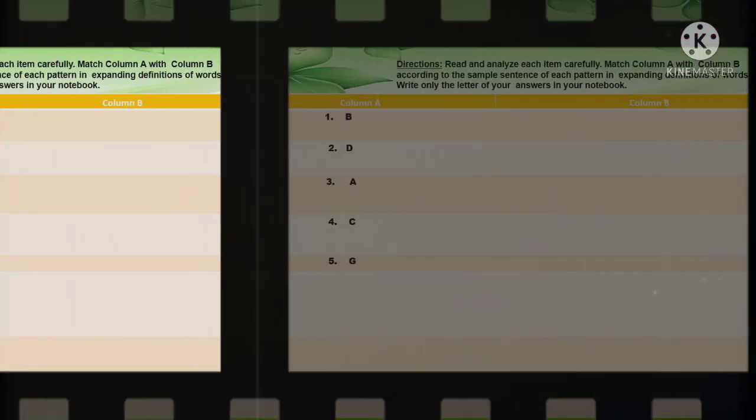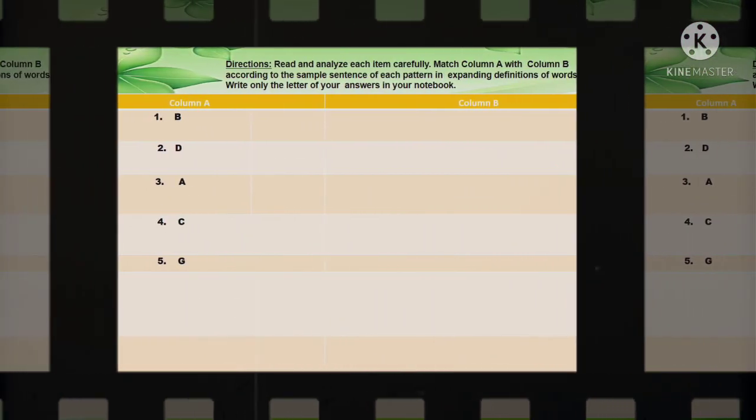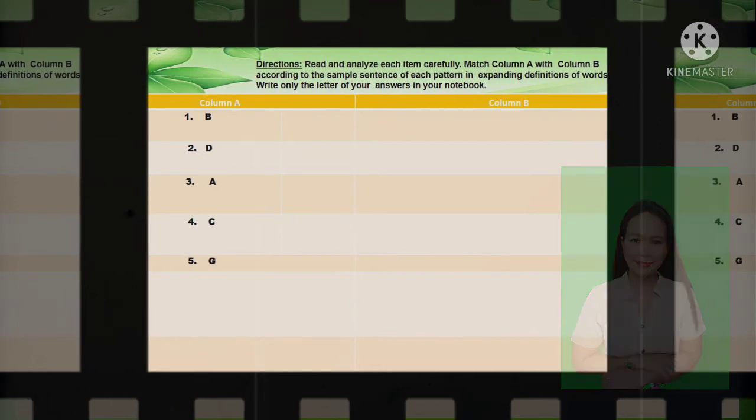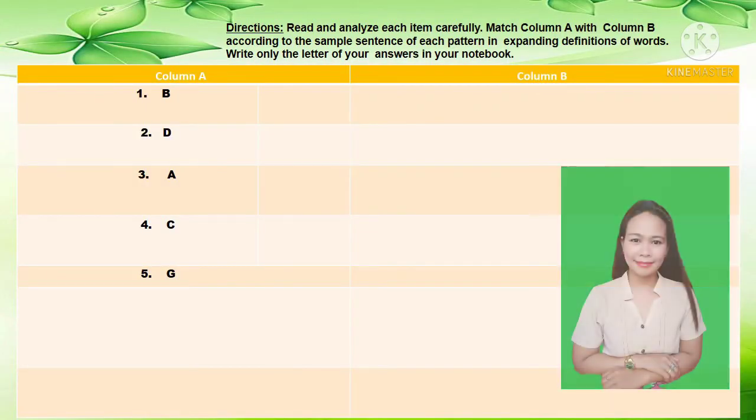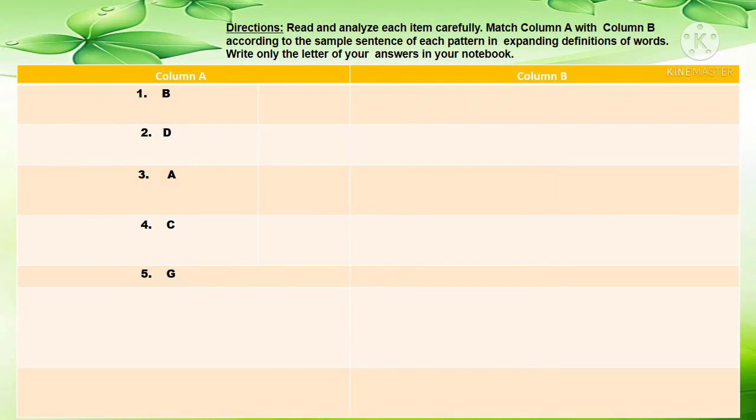Okay, let us now check if your answers are correct. Number 1, letter B. Number 2, letter D. Number 3, letter A. Number 4, letter C. Number 5, letter G.